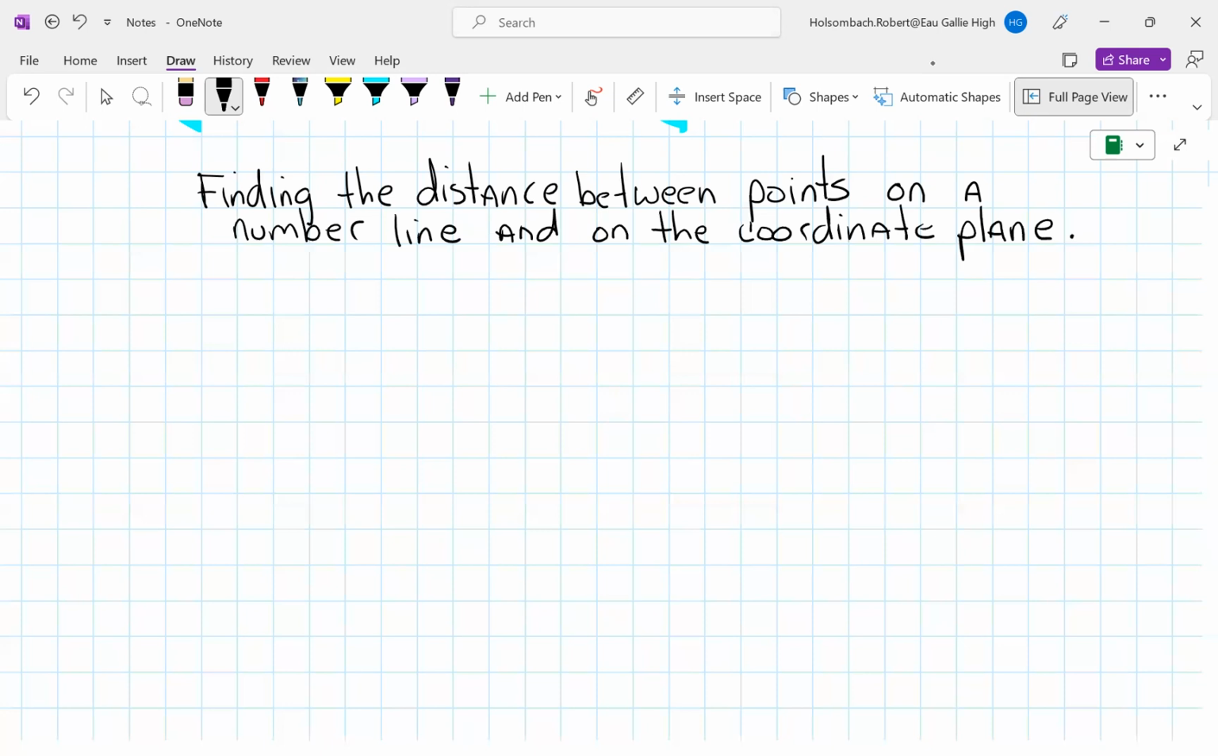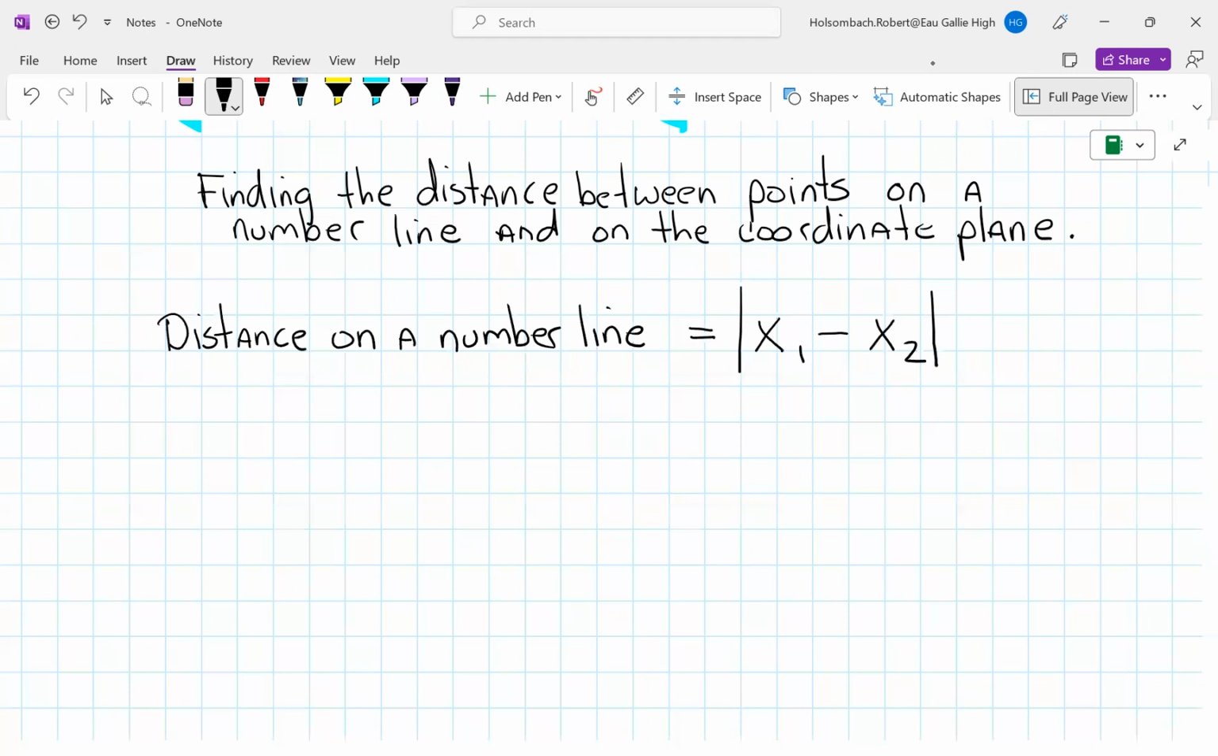So distance on a number line is equal to the absolute value of the difference in the points, meaning you take the 2 points and the values that correspond to those points, and you subtract them, and you find the absolute value. So this is your formula, and this is how it works.